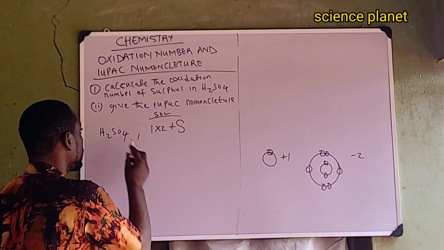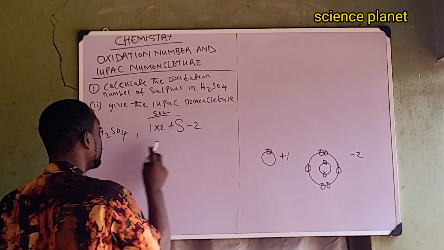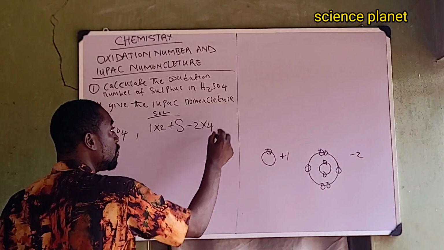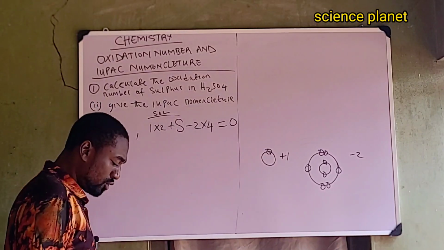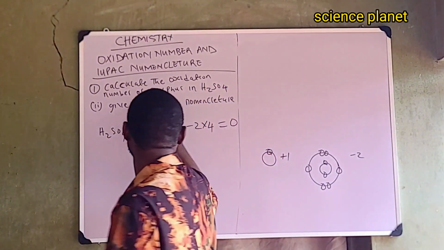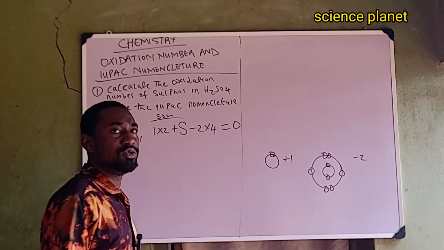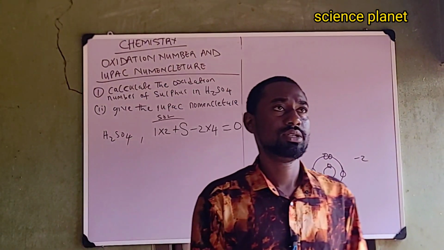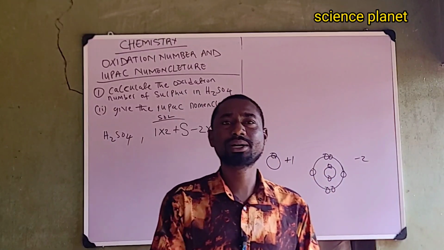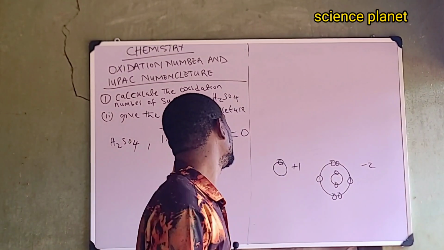So here, oxygen is -2. There is 4 at the front of oxygen, so times 4. We equal it to 0. Do you know why we equal it to 0? We equal it to 0 because H2SO4 is a neutral compound. What do I mean by a neutral compound? A neutral compound is a compound that has no charge.